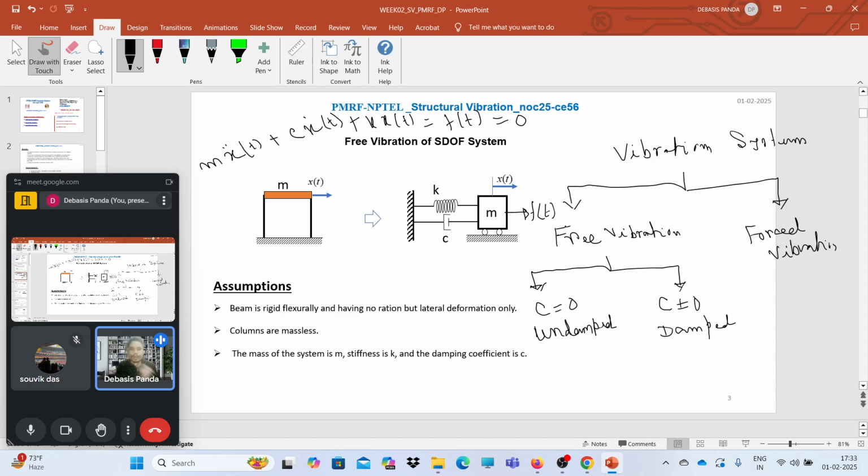Now in the free vibration case, two cases can be there: one with damping, another without damping. Today we will cover the free vibration part, where we will solve the equation of motion of the undamped free vibration case where damping is not present, and again solve the equation of motion for the damped system where damping is present. Now for the forced vibration case also we will have two categories.